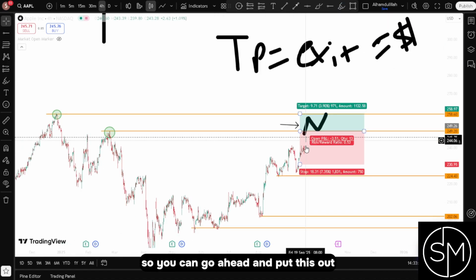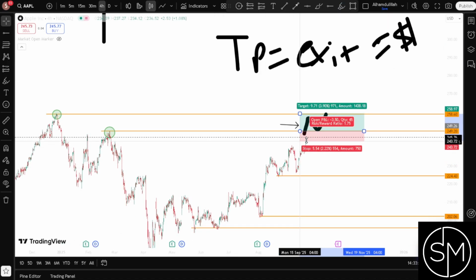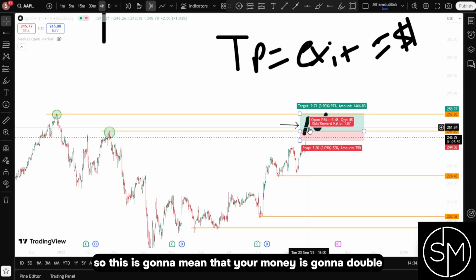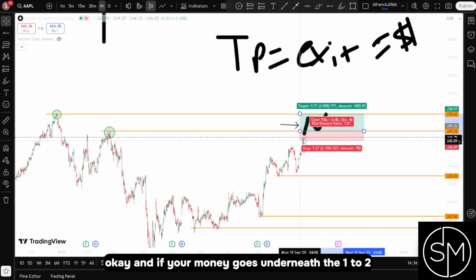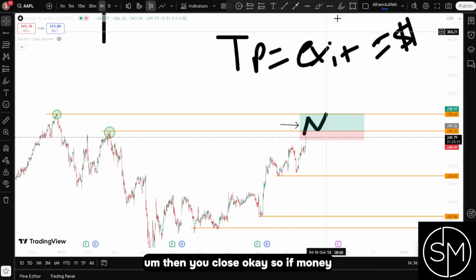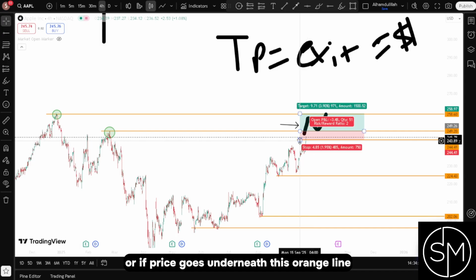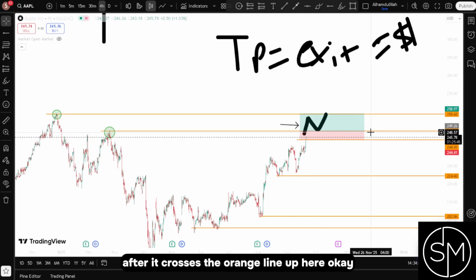So you can go ahead and put this out, and you can put your stop loss at like a 1 to 2. This is going to mean that your money is going to double. Okay, and if your money goes underneath the 1 to 2, then you close. So if price goes underneath this orange line after it crosses the orange line up here, then it'll go ahead and close.